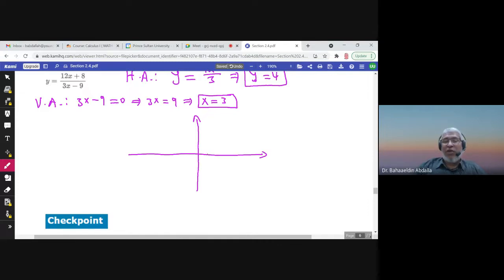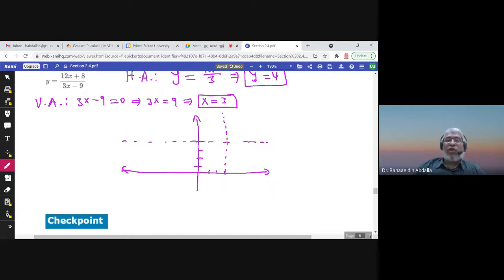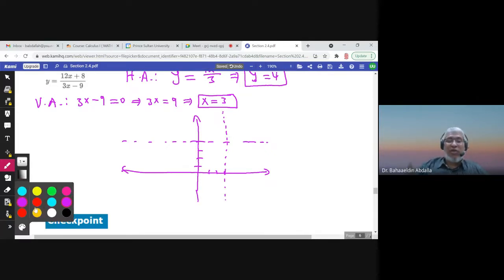x equals 3, 1, 2, 3. Let me take the x-axis down because we will need to go up. Okay, 1, 2, 3, 4. So y equals 4 is the horizontal asymptote, and 1, 2, 3, x equals 3 is the vertical asymptote. So these are the asymptotes of this function.